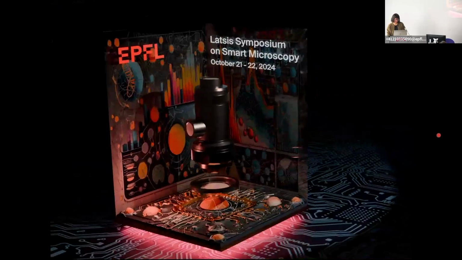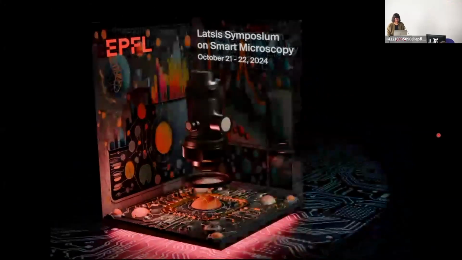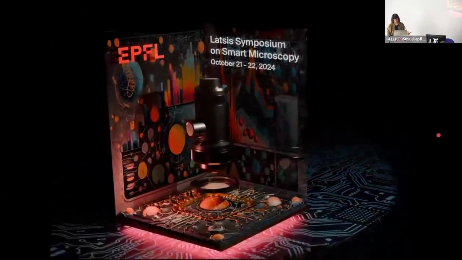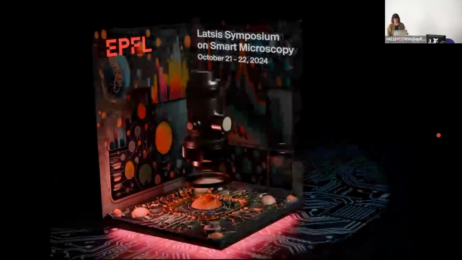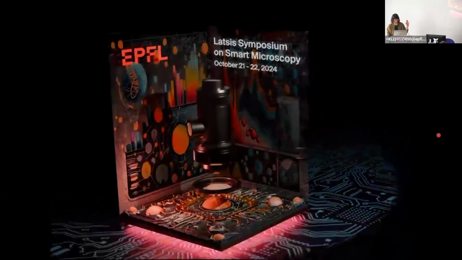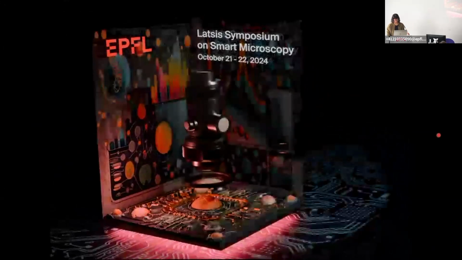Yes, so we ran this LATSIS symposium on smart microscopy back in the fall, and this was a really fun opportunity for us to gather the community, which is really a nascent community. If you're interested in this, I would love to talk to you afterwards. I actually have to leave after this talk, but I am on campus, so don't hesitate to reach out.